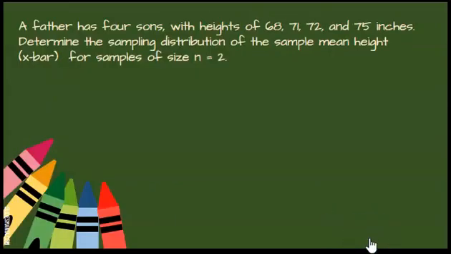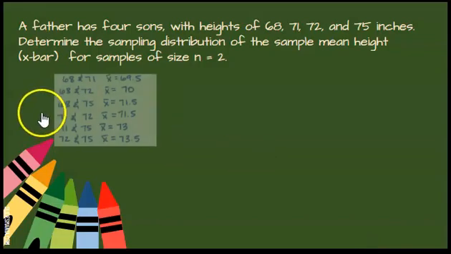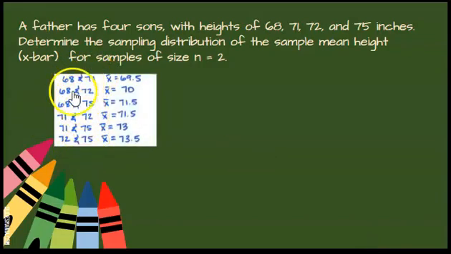A father has 4 sons with heights of 68, 71, 72, and 75 inches. Determine the sampling distribution of the sample mean height, the X bar, for samples of size n equals 2. So I'm going to take 2 sons at a time and find the average height of those 2. So here's the first step. I look at all my combinations, 2 sons at a time. So I go 68, 71; 68, 72; 68, 75; 71, 72; 71, 75; and then 72, 75. These are all the possible combinations of size 2 I can get.